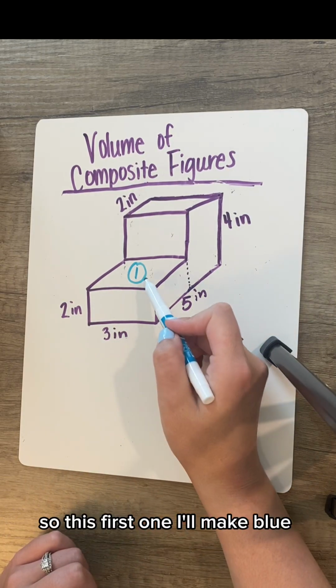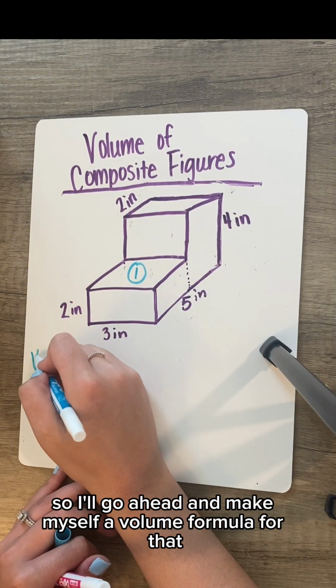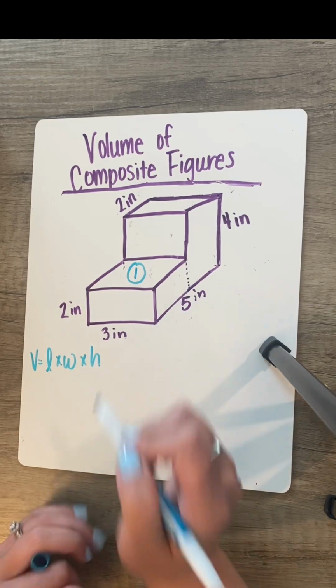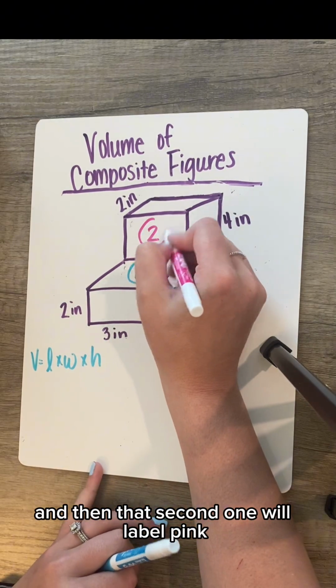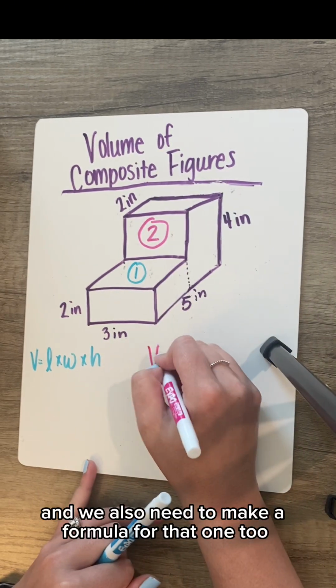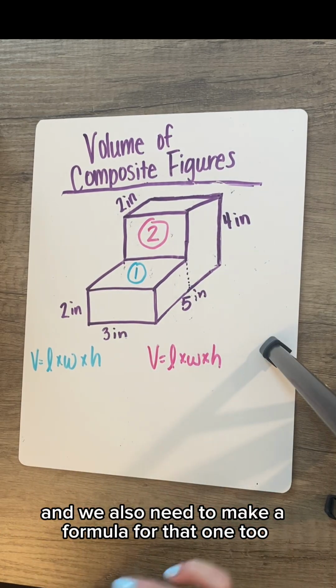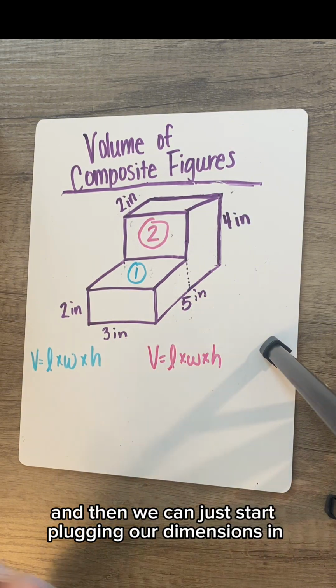So this first one I'll make blue, so that will be labeled rectangular prism number 1. So I'll go ahead and make myself a volume formula for that. Length times width times height. And then that second one we'll label pink. And we also need to make a formula for that one too, length times width times height. And then we can just start plugging our dimensions in.